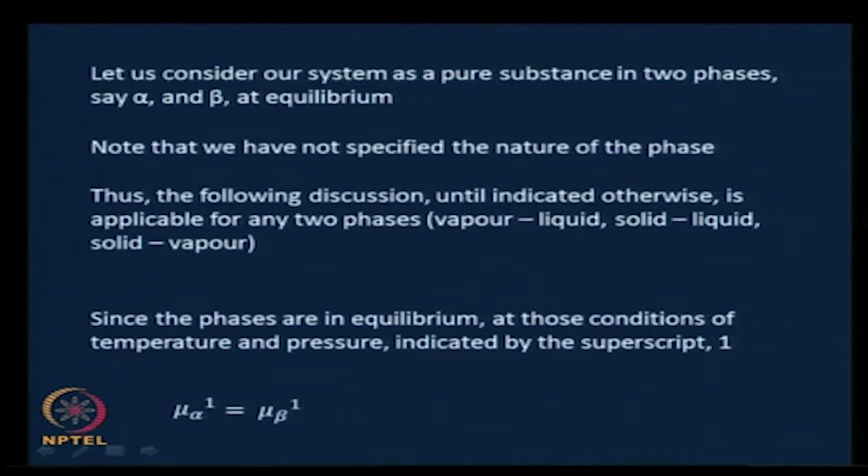This is the chemical potential of the pure component in the alpha phase at certain conditions of temperature and pressure, must equal the chemical potential of the same component in the beta phase at the same conditions of temperature and pressure. This automatically comes from the condition of equilibrium. Let us call this equation 5.8.